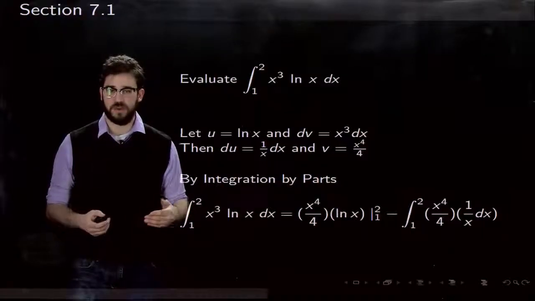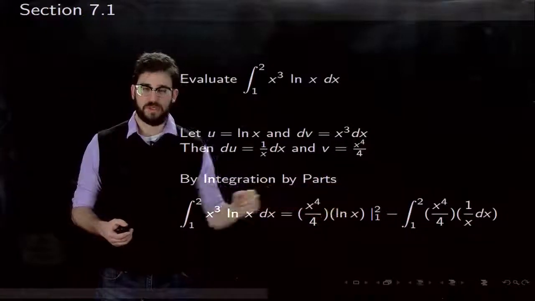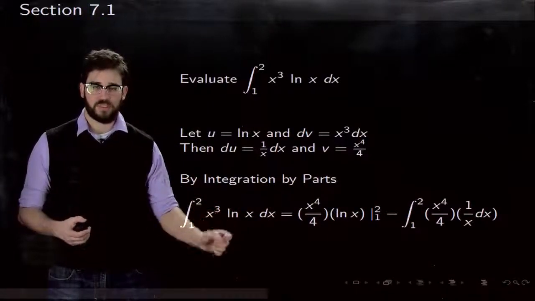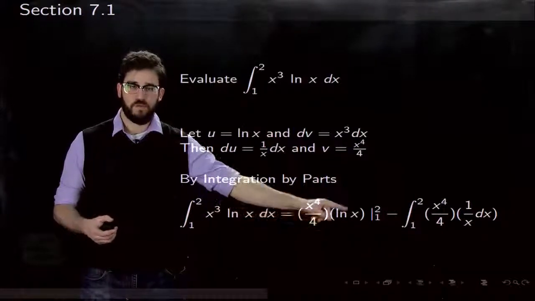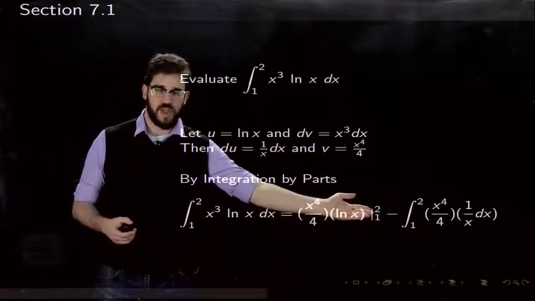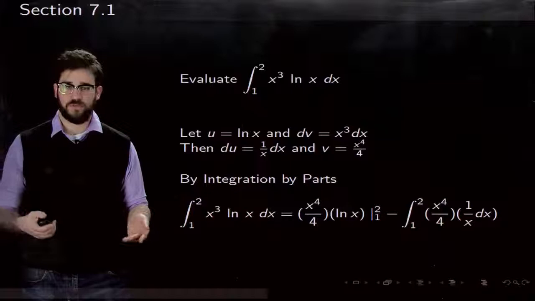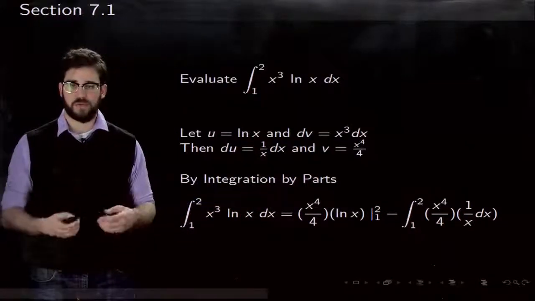So by integration by parts, and don't forget, you need to evaluate at the bounds. So this integral here, right? We have our parts, and then we took v times u, evaluated it at the bounds, and then we are subtracting this new integral, which will hopefully be easier to solve. So let's evaluate what we used by integration by parts.